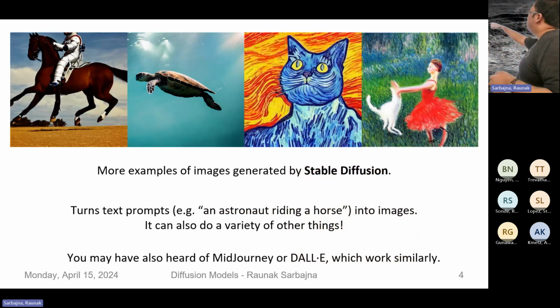So the prompts for all of these are something like an astronaut riding a horse, or a cat in the style of, I don't know, Van Gogh, Edward Munch, something like that. Munch probably, yeah. And the final one, a girl dancing in, like, I don't know, an impressionistic style. So those are the kinds of text, and this is the kind of image that generates.